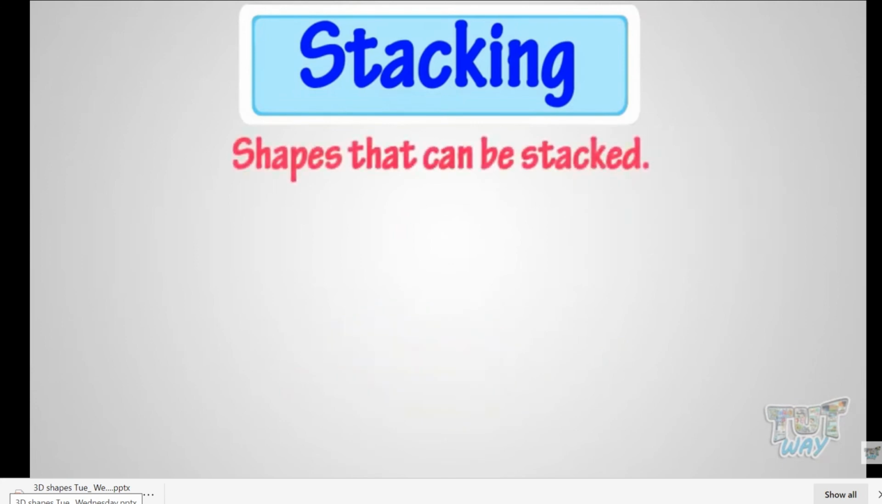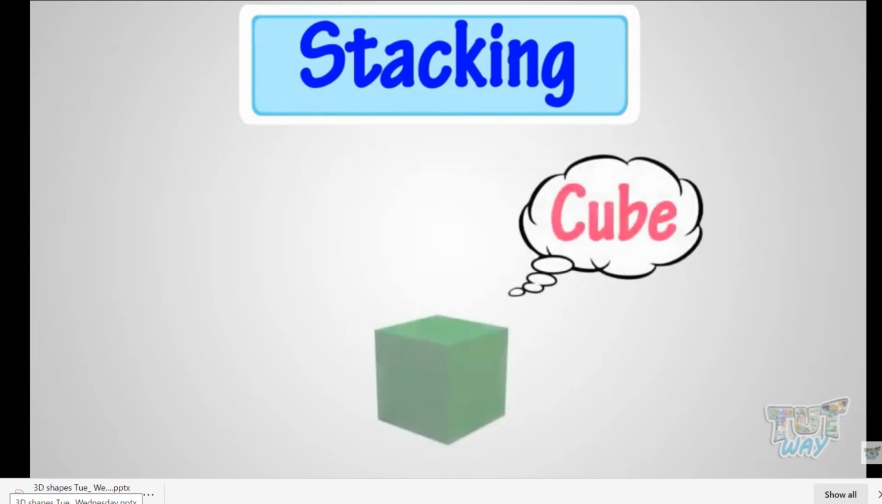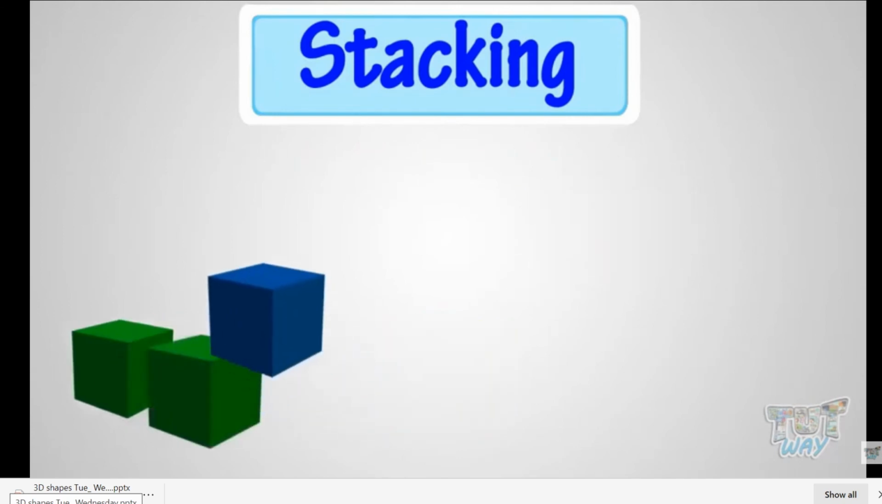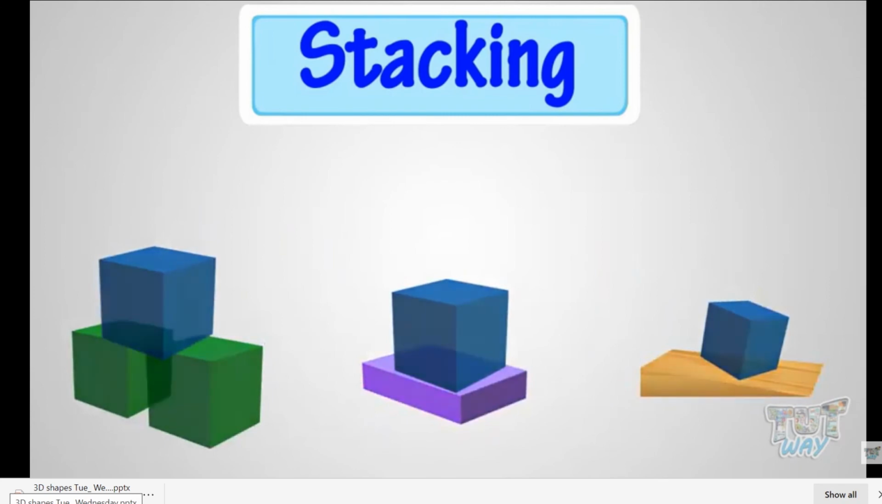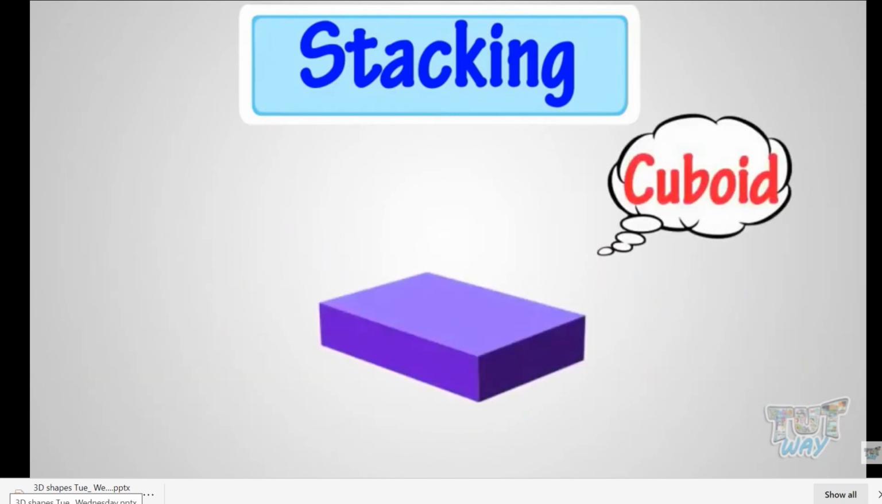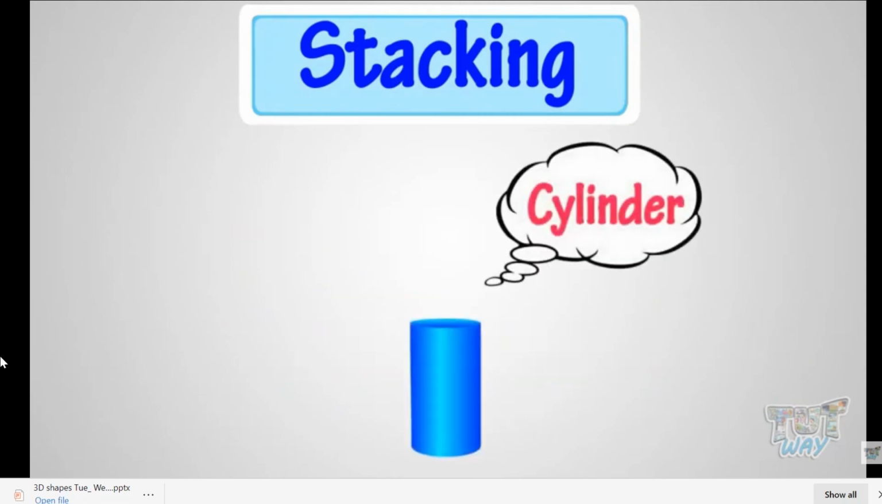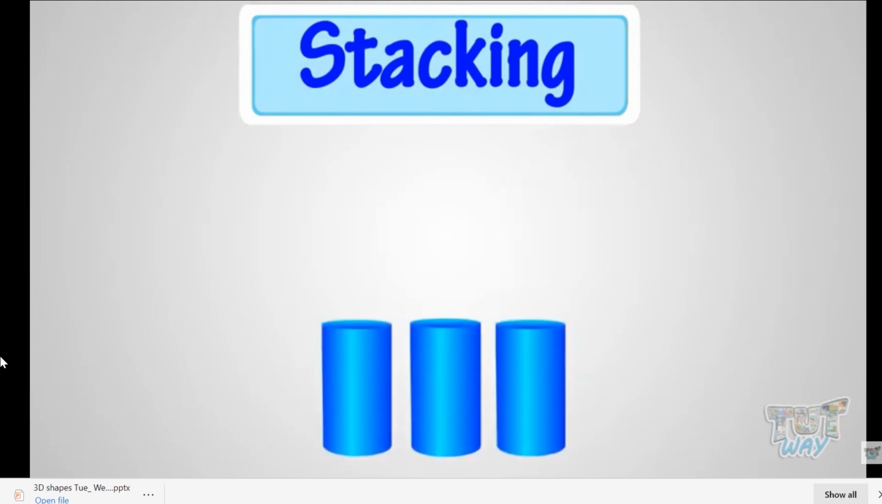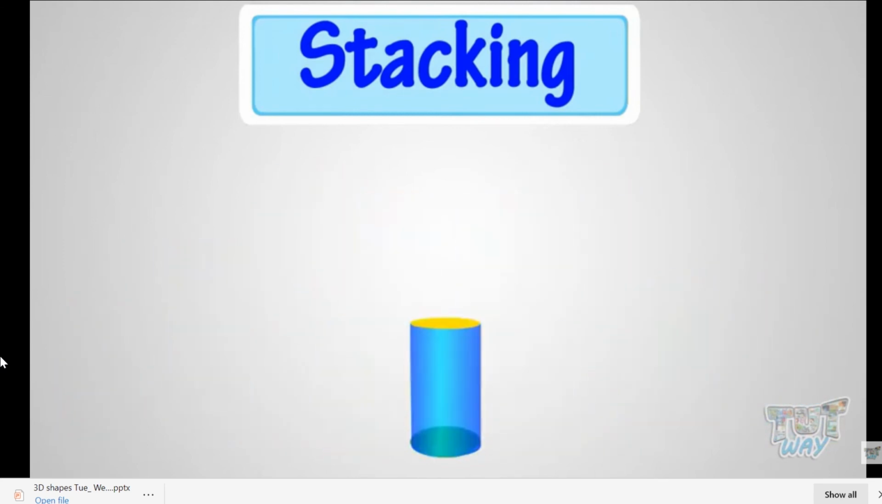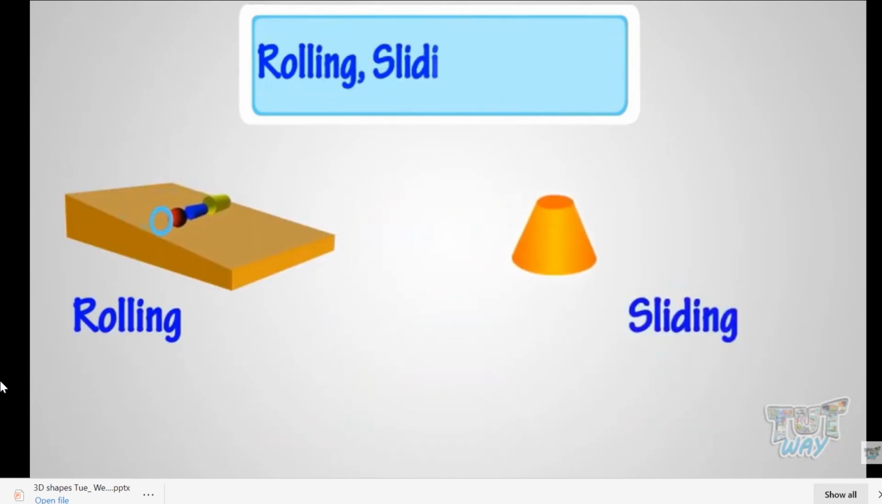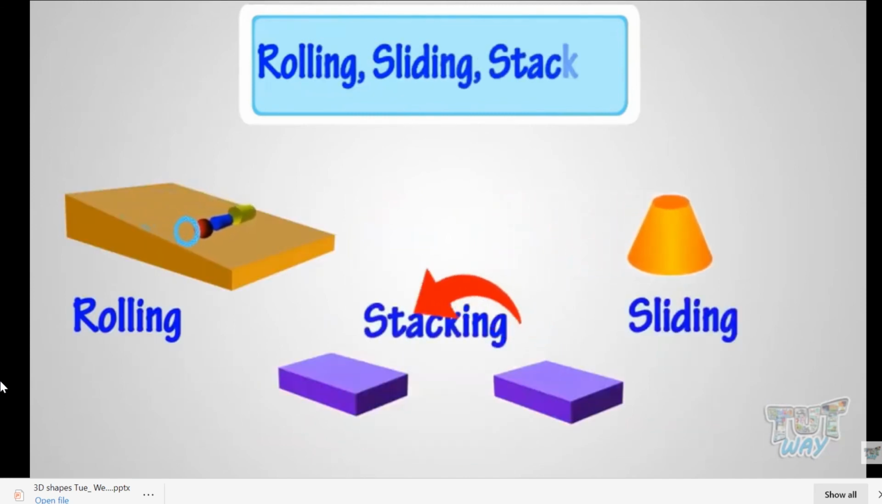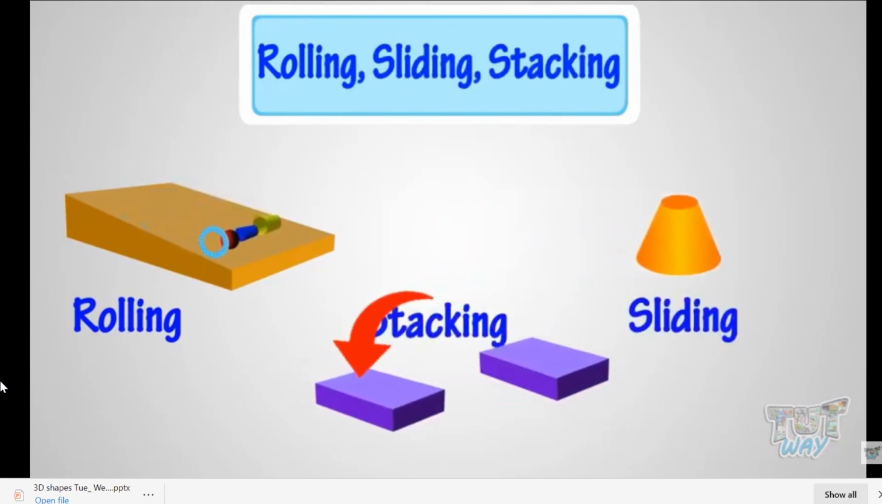Alright, shapes that can be stacked are cube. You can put it together on top of one another. A cuboid. You can put the shape on top of one another. A cylinder can be stacked because it has flat surface at the top and at the bottom. So guys, that would be all for rolling, stacking, and sliding.